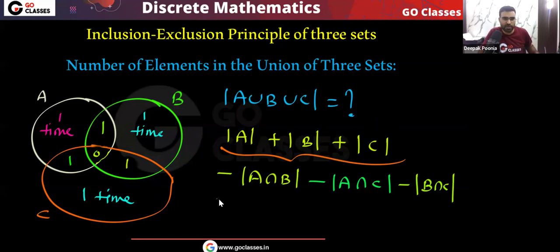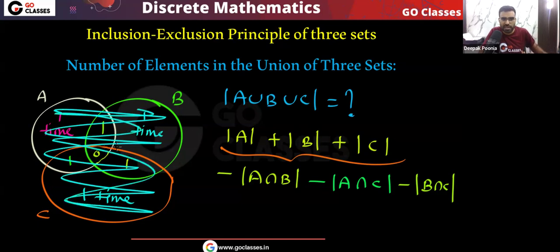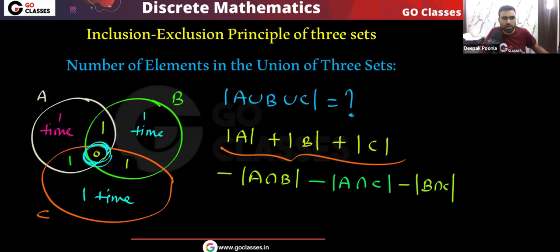Again, my formula is not perfect because remember, these common elements of A comma B comma C, these elements are in A also, B also, C also. These common elements of A comma B comma C we have counted only 0 times, means we did not count them. Now you can see this number is 0, means we did not count these elements, but we need to count them because we want to find the number of elements in A union B union C. So these elements we need to count one time. Yes or no? So what I will do, I will add number of elements in A intersection B intersection C.